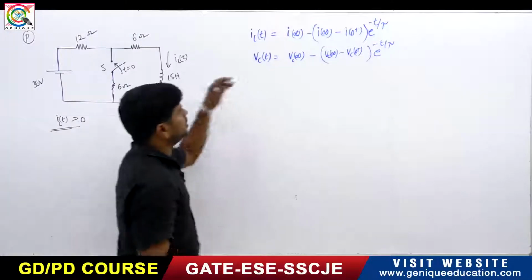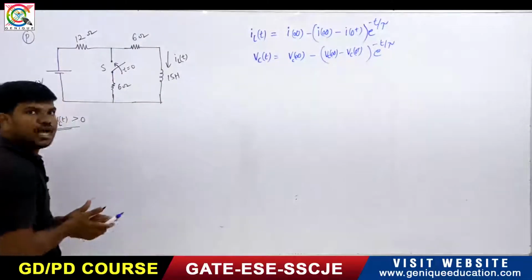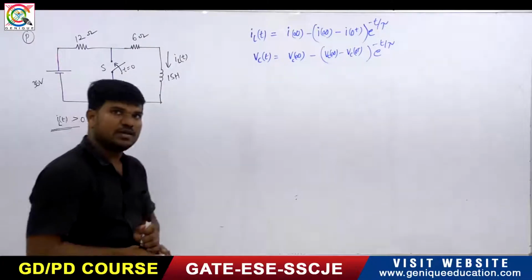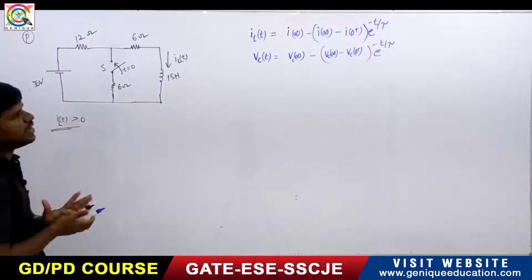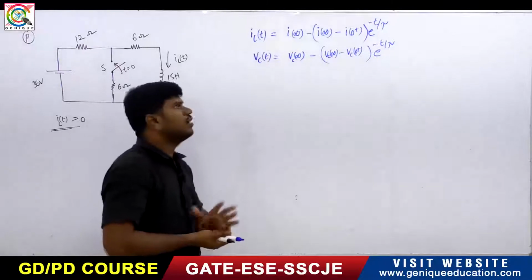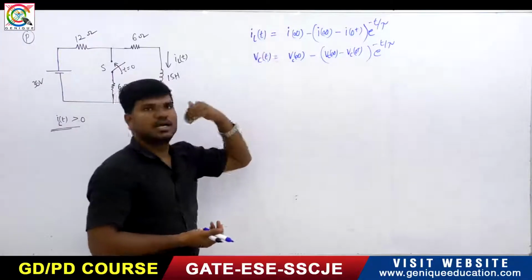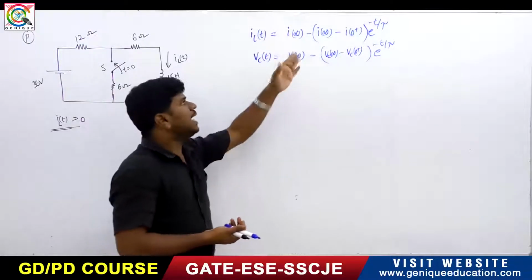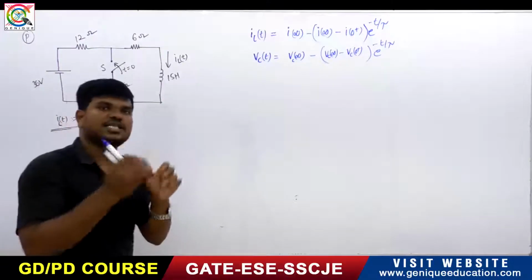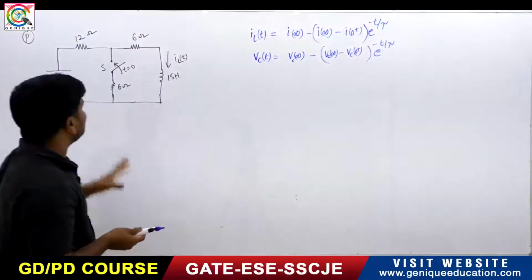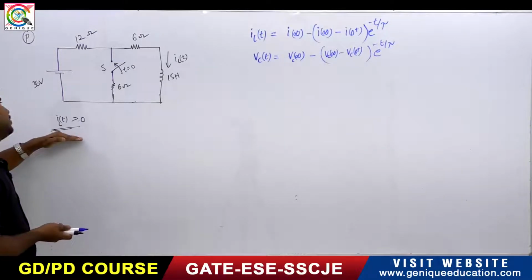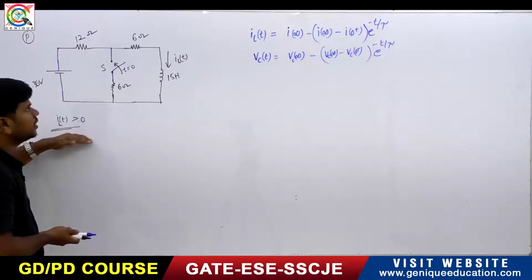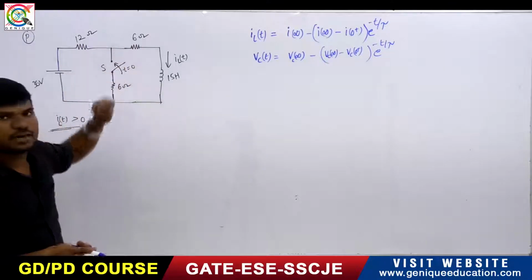Right? These are the two expressions you should remember forever, while dealing with transients. So what are I final, I initial, V final, V initial? I final means the steady state current. I initial means the initial current. If you observe this question, he is asking us to find the IL of t for t greater than 0. Mostly you will get these kinds of questions.